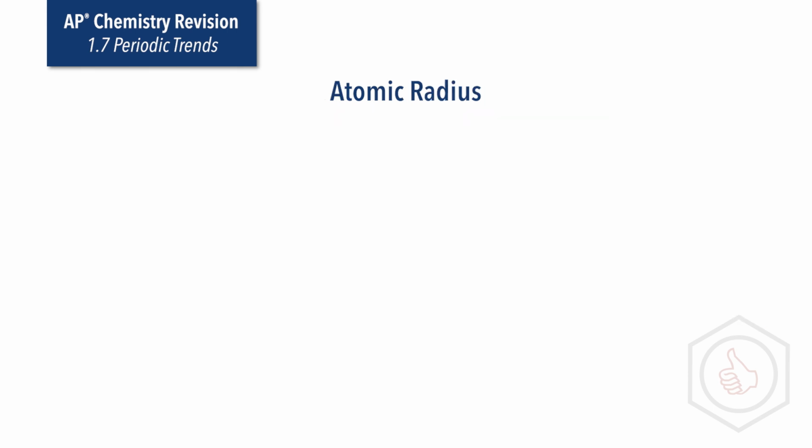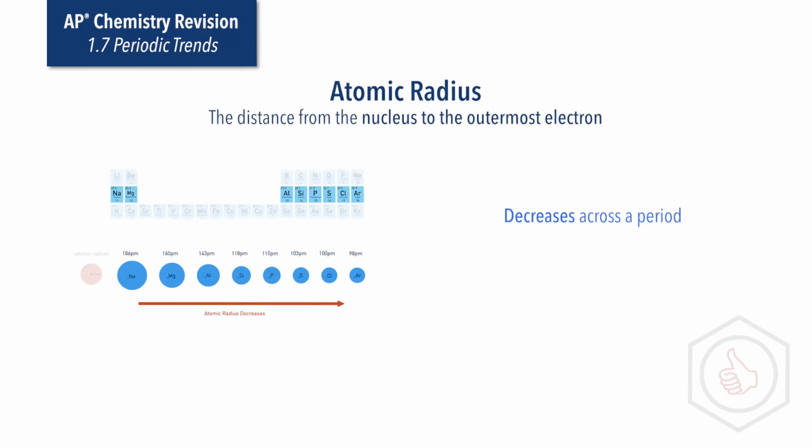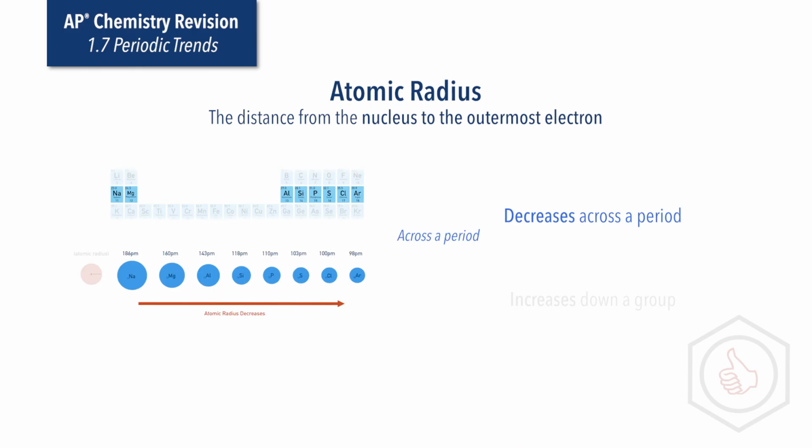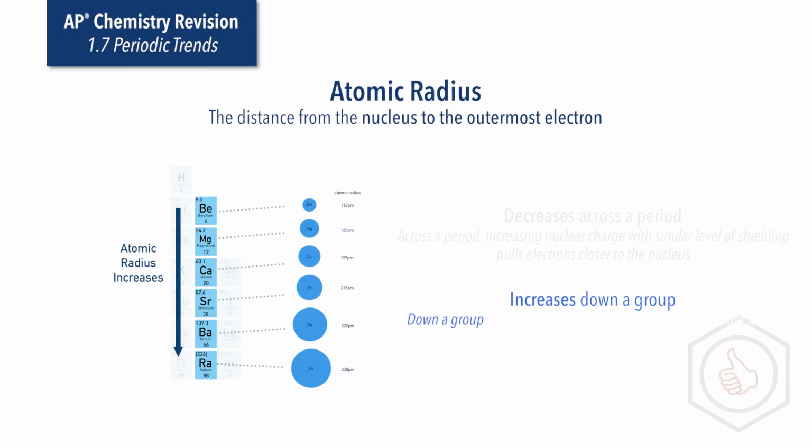The atomic radius, so distance between the nucleus to the outermost electron, decreases across a period and increases down a group. This is because, for the same reason as ionization energy, across a period, increase in nuclear charge pulls electrons in the atom closer to it. This decreases the overall size of the atom. Down a group, however, new energy levels are added, making the atom larger, increasing the inner electron shielding, moving the outer electrons further away from the nucleus.